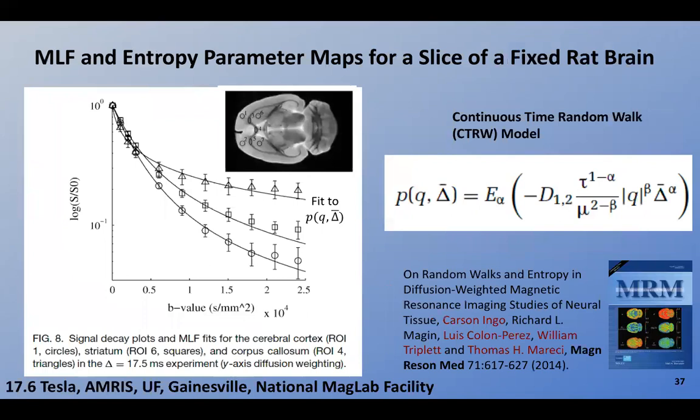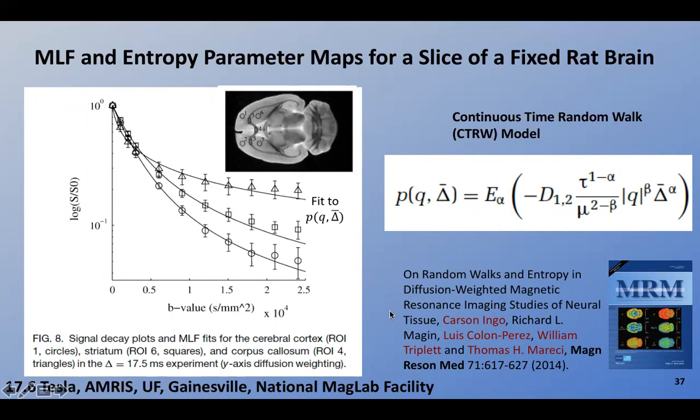This particular model was applied by Carson Ingo, a former student of mine, to look again at white matter, gray matter, and CSF of normal tissue. This is actually a rat brain, and he's looking at little regions here in the white matter and the gray matter, and these regions of the brain decay following characteristic curves as a function of this B value.